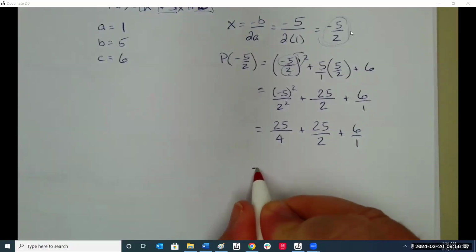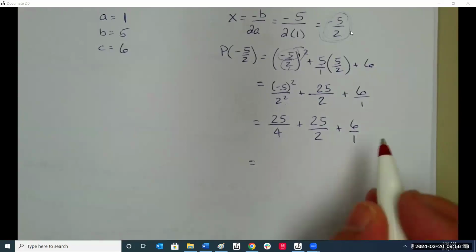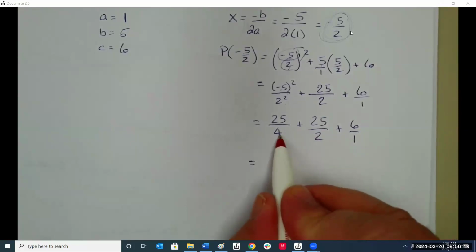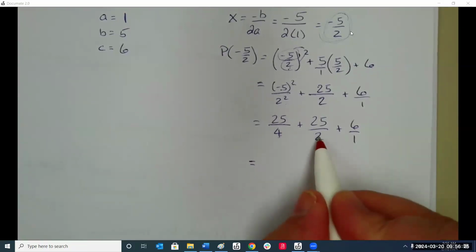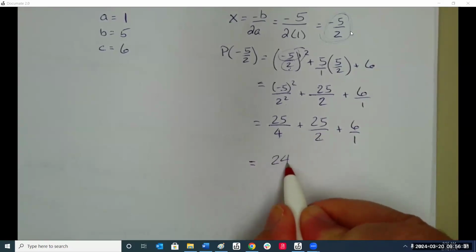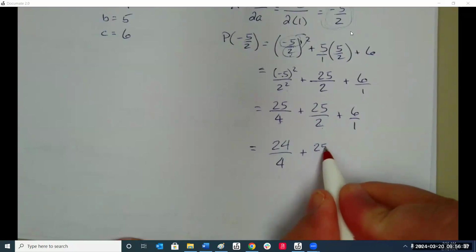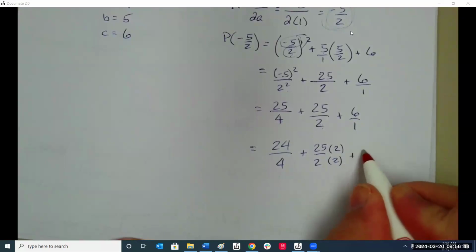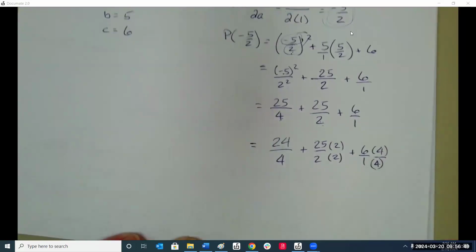What is my common denominator? 4. Because the LCD, least common denominator, cannot be smaller than the largest number. 4 goes into 4 once. Does 4 go into 2? Yes, 2 goes up. We know our LCD is going to be 4. So in the middle one, I have to multiply top and bottom by 2. And the last one, I have to multiply by 4 over 4.